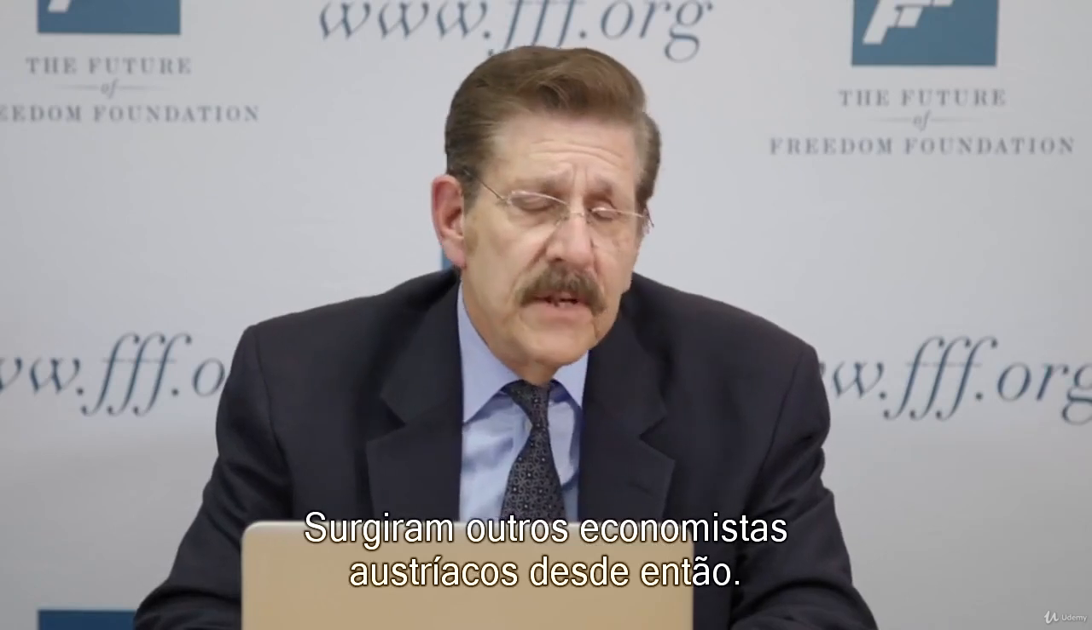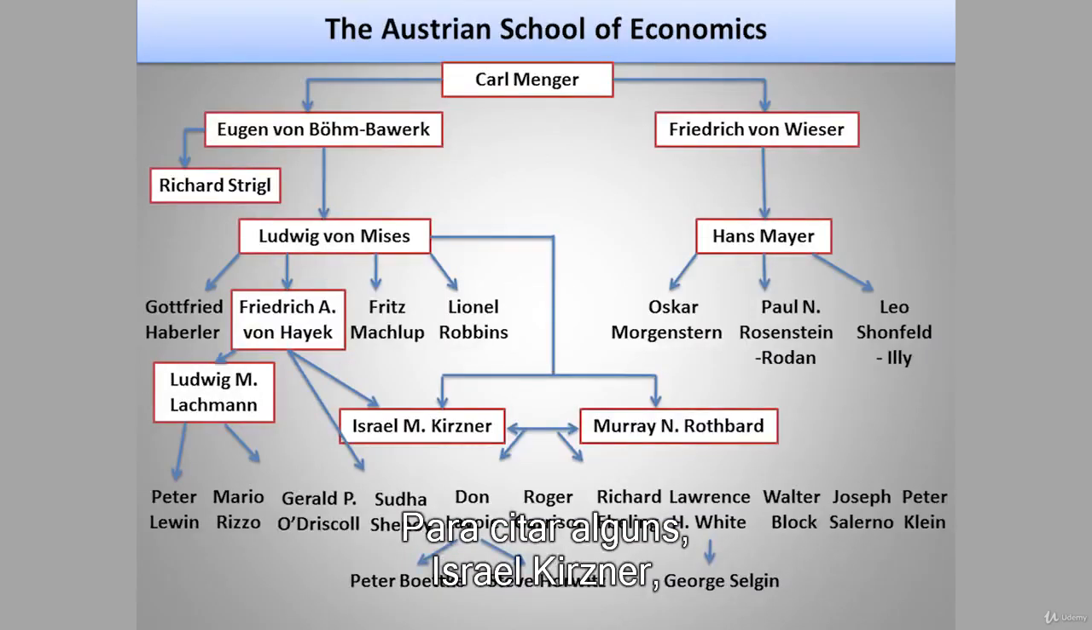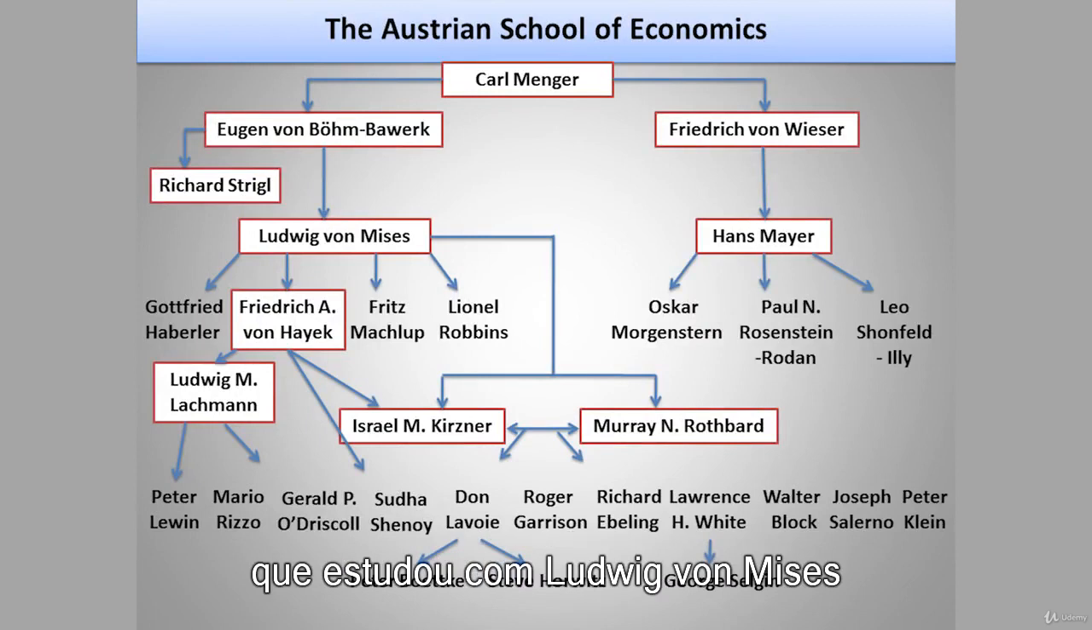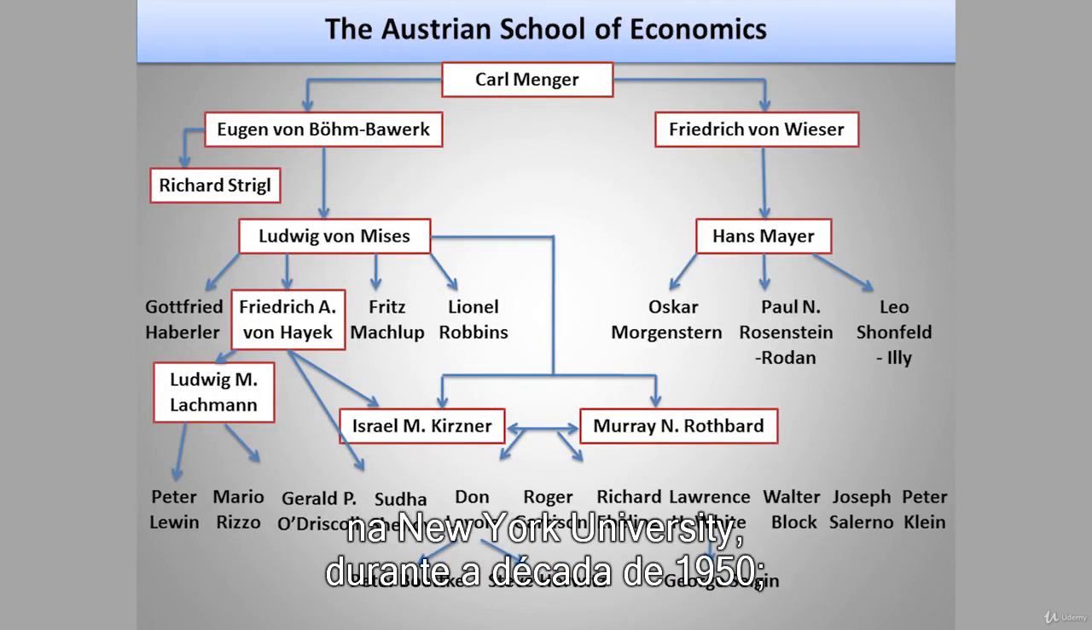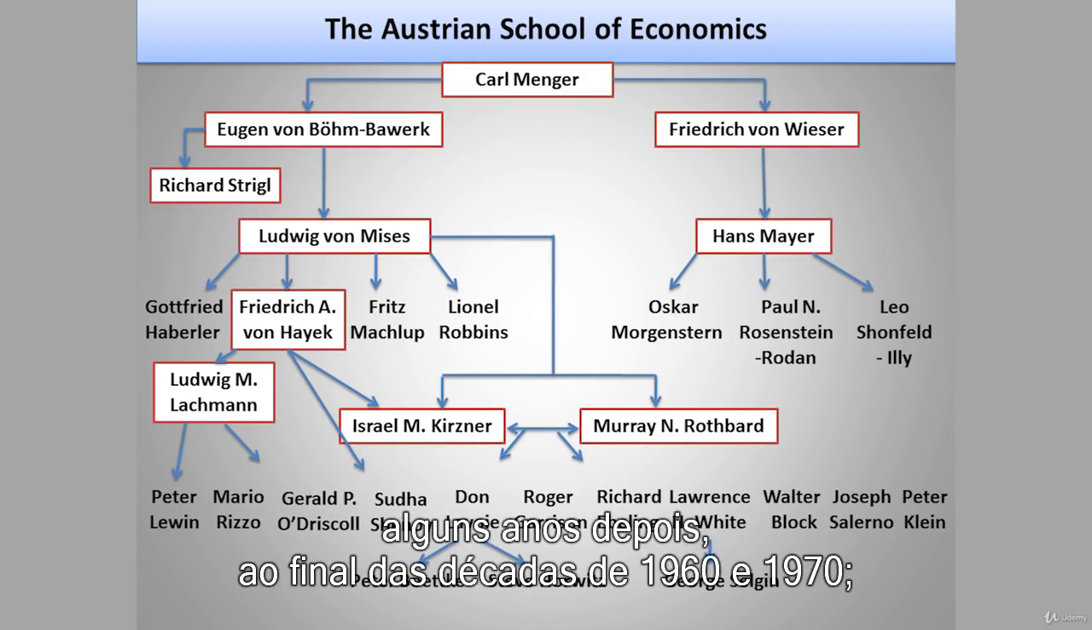There have been other Austrian economists since then. Just to name a few, Israel Kirzner, who studied with Ludwig von Mises at New York University in the 1950s. Murray Rothbard, who, while himself earning a degree at Columbia University, was inspired and greatly developed many of Mises's ideas in later years in the 1960s and 70s.